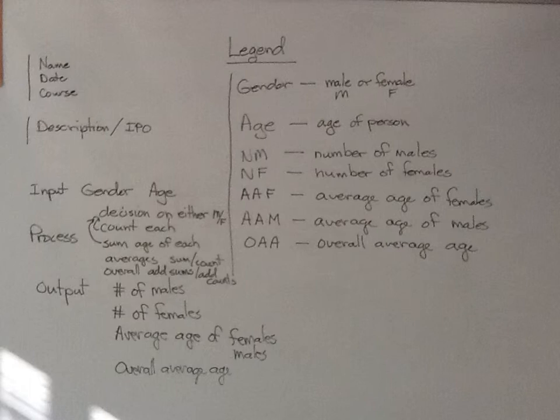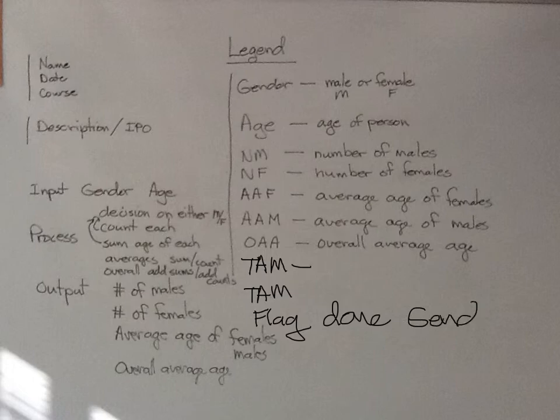We did this example. We started this on the board, but we weren't done yet. For example, in the legend, we still need the total age of males, total age of females, and then the flag, we're going to use done for gender. And we would describe that. Okay, write that out.